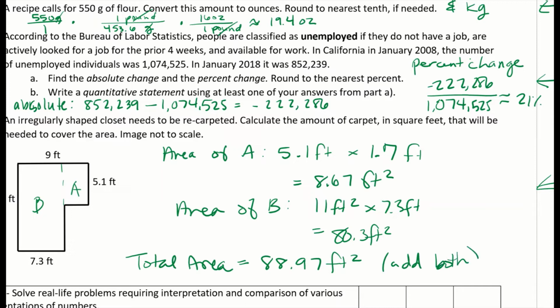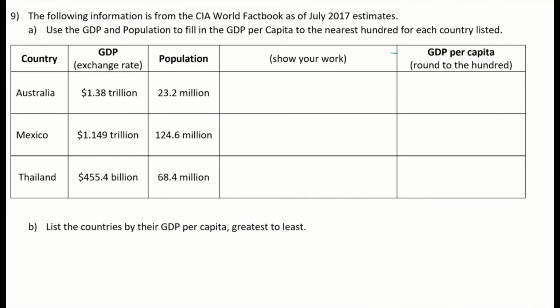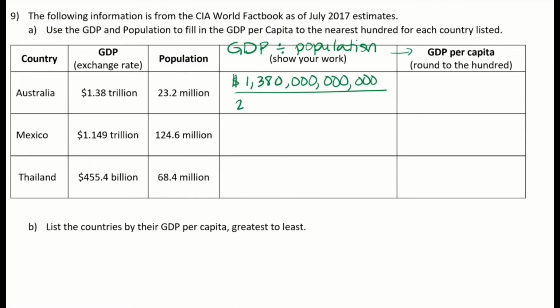Remember, you always have to have that squared if you're finding area. For GDP, that's going to be GDP divided by population for when we're looking per capita. So I'm going to write out those numbers with the zeros. That way, when I plug it into the calculator, I won't have to worry about what numbers to do. So this is where it'd be helpful to have that chart again, that place value chart. Then when we divide, we want to round to the nearest 100.